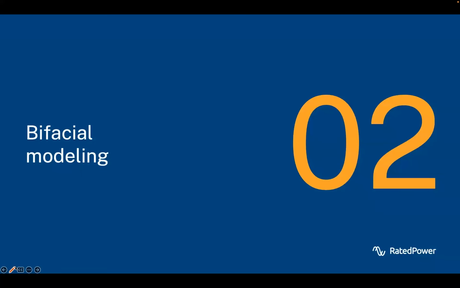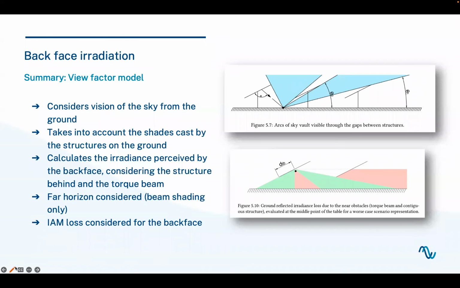The bifacial modeling part of the calculation model uses the view factor calculation based on the Enrelance papers. It is a standard implementation of that. The only particularity is that we include the torque tube in the calculation as well, as you can see in the lower picture. And we also include the IAM loss. We take that from the PAN file and use it in the calculation as well.